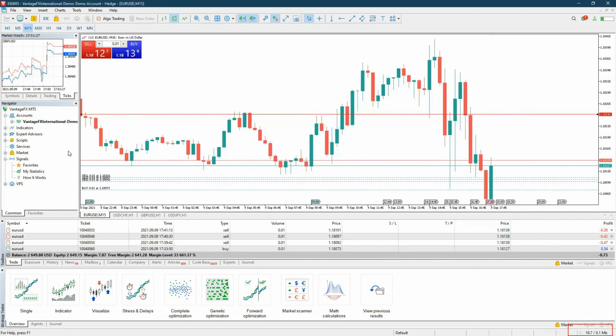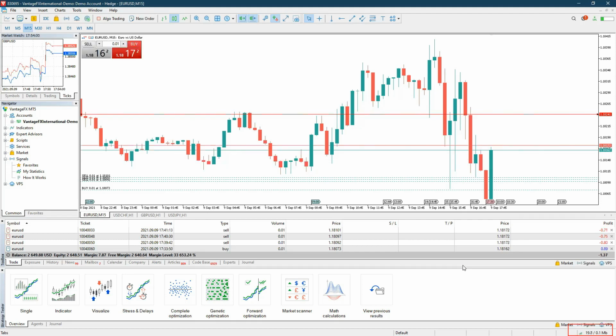So about the expert advisors. When you come to the market, you could actually get free expert advisors or indicators. I'll show you how you can get them from the market, install them and use them if you actually want to trade with the expert advisors or the indicators.